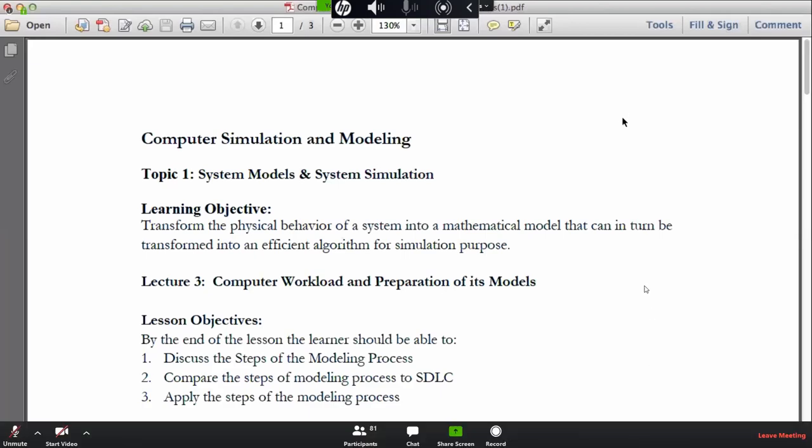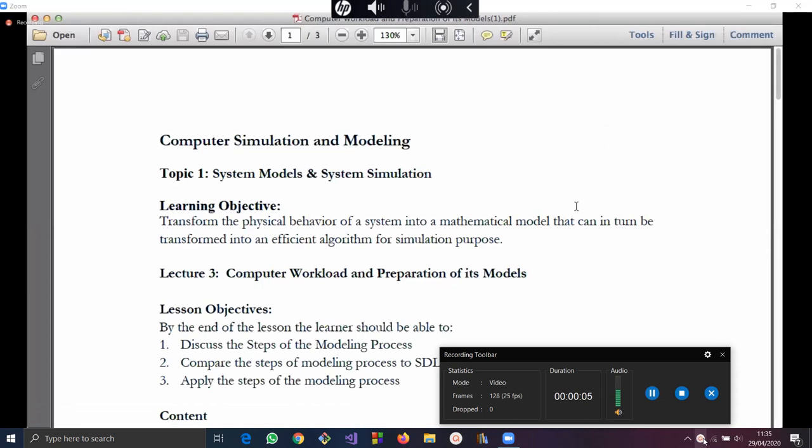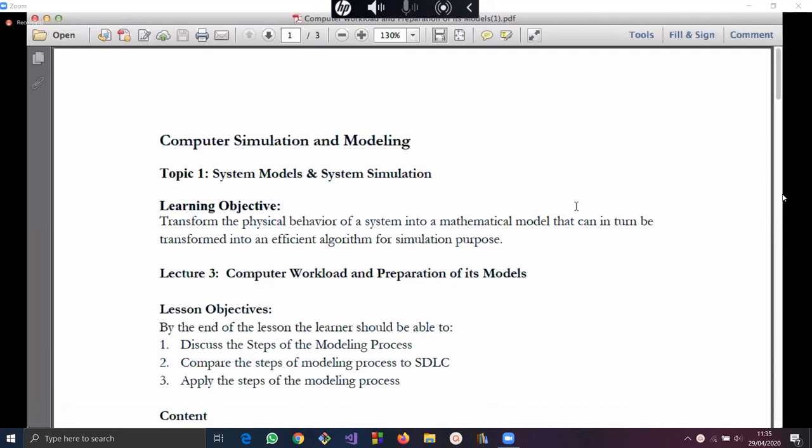I hope you had a good break from last week's discussion, and so we are here again, ready to continue with our discussion. Now, today's discussion, but before I go to today's discussion, I want to give a recap of where we have reached.